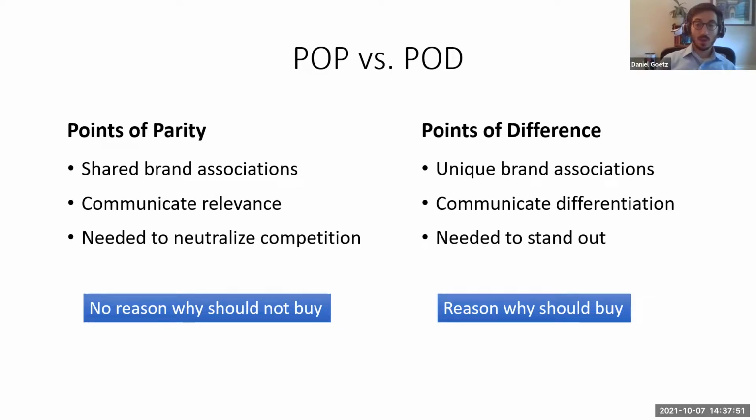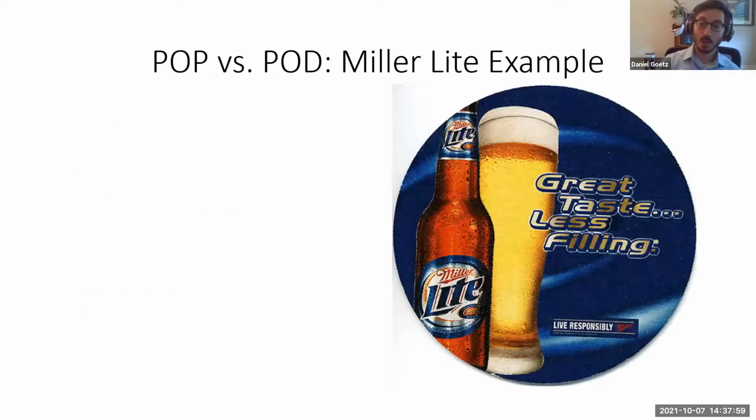So let's take a look at a few examples. We'll start off with this coaster for Miller Lite, which is a beer. And what we can see on the coaster is it says, great taste, less filling. Okay.